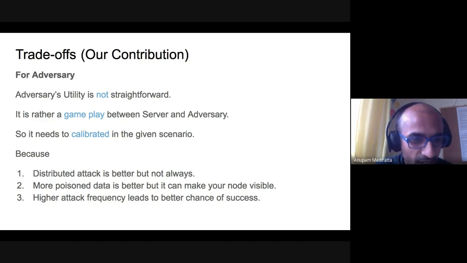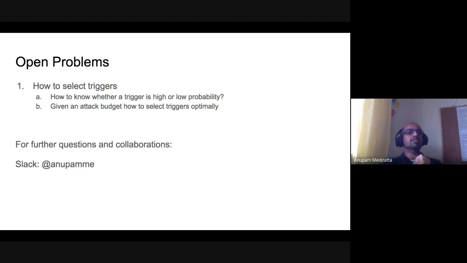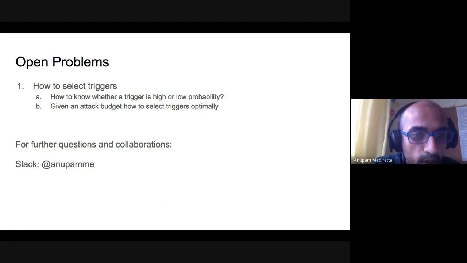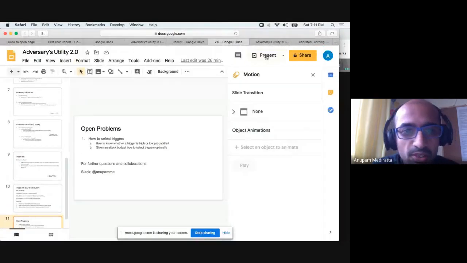We are currently working on it because of the reasons we have mentioned so far. Another open problem is how to select triggers and how to estimate the probability of triggers, because you don't know what data the other nodes have. And for any questions or any collaborations, please reach out to me.